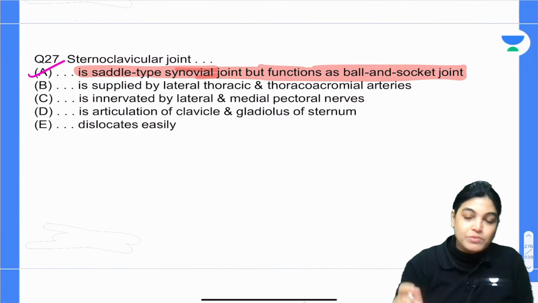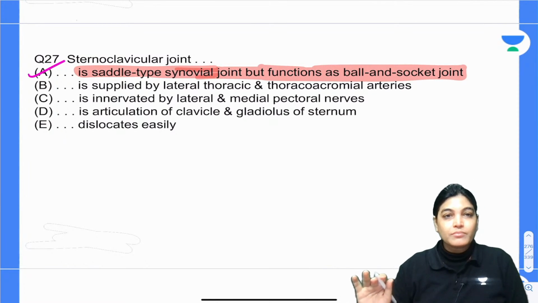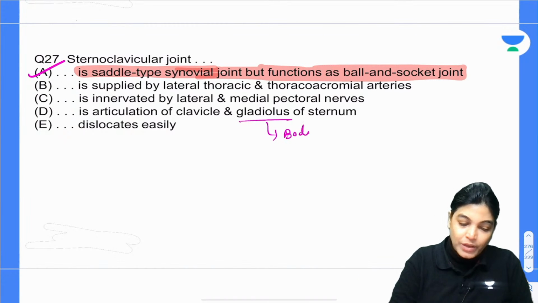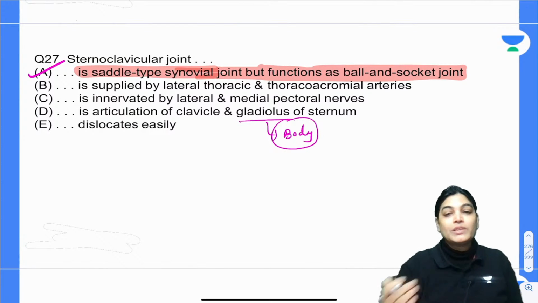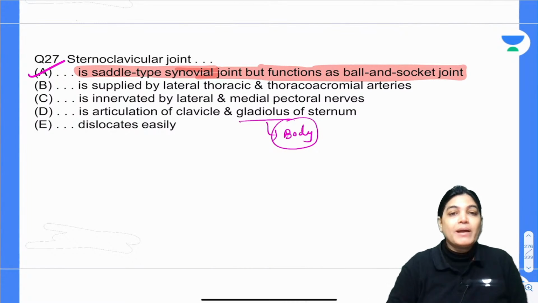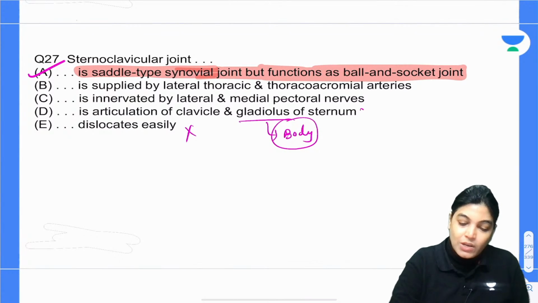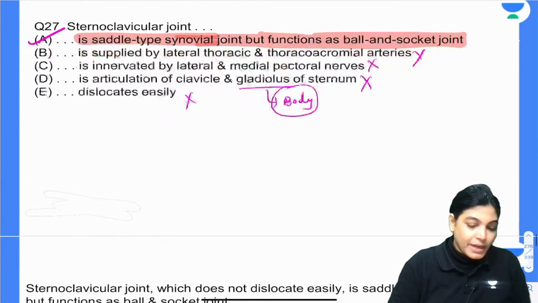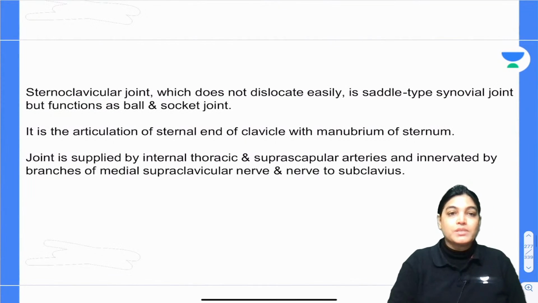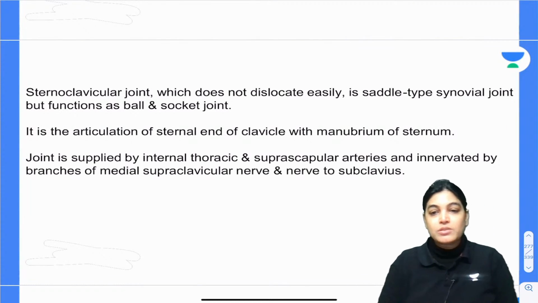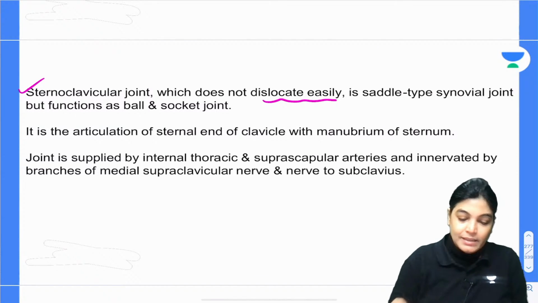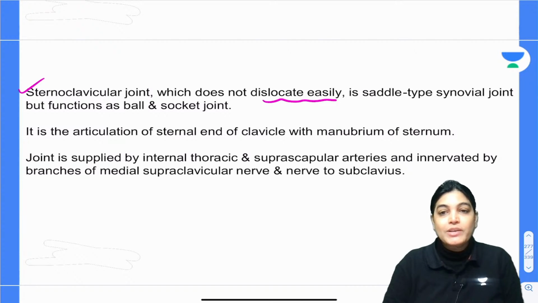All other points are absolutely wrong about the sternoclavicular joint. The word gladiolus means body of the sternum, and the sternoclavicular joint is an articulation with the manubrium part of the sternum, and it does not dislocate easily. Nerve supply and arterial supply are also wrong. Let me give you the detailed anatomy. Saying it dislocates easily is not correct; actually, dislocation is rare in the sternoclavicular joint.